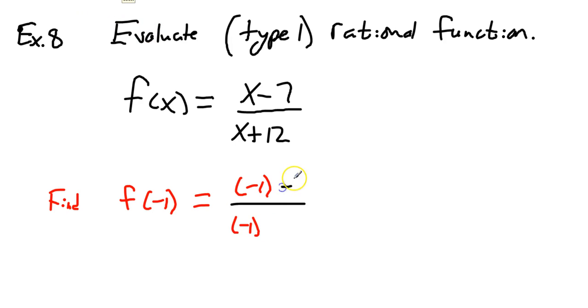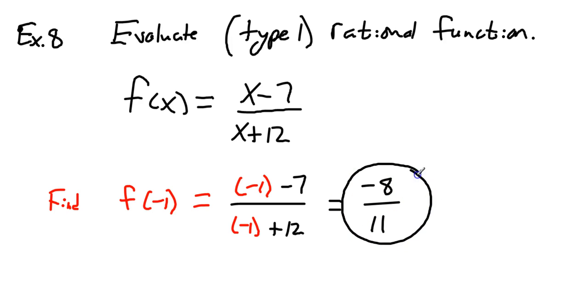This one we're going minus 7 on the top, and then we're going plus 12 on the bottom. And with those two parts, the numerator and denominator, they're basically two separate problems. So you work out the top part. Negative 1 minus 7 is negative 8. Negative 1 plus 12 is 11. If you can simplify that problem, simplify it, but for that particular one, 8 and 11 won't simplify, so that's it.